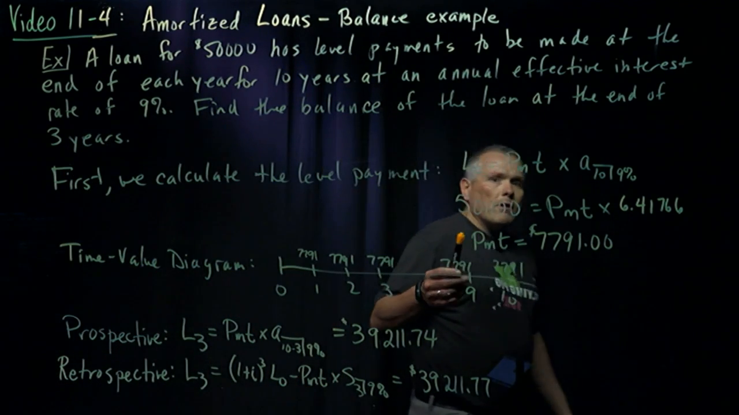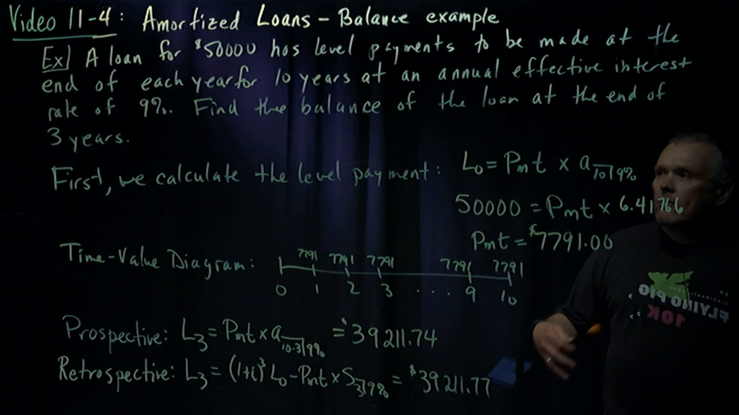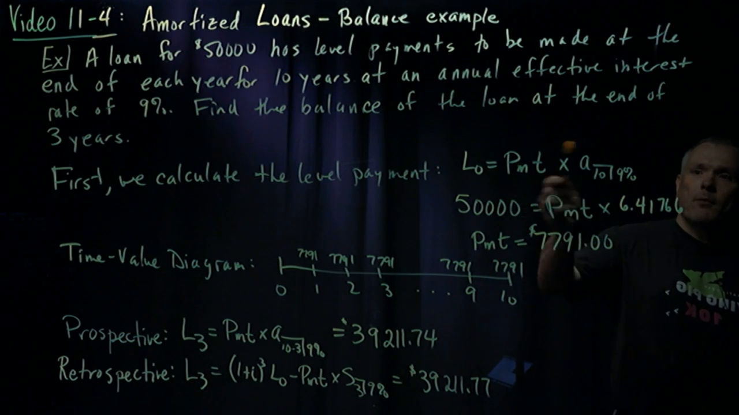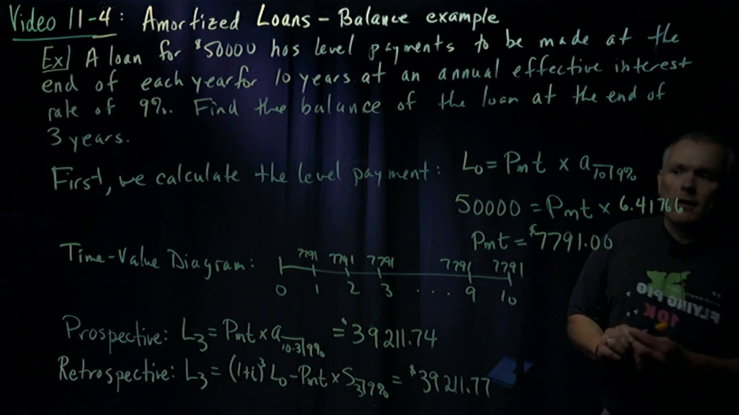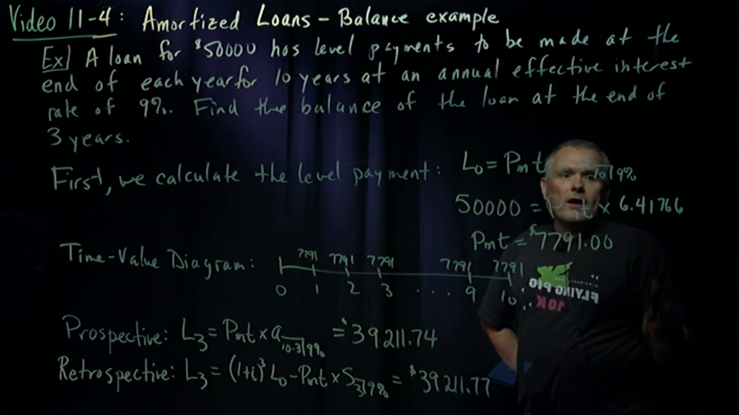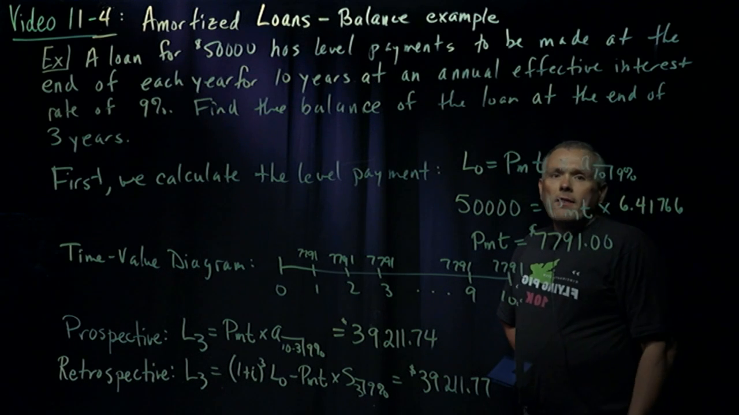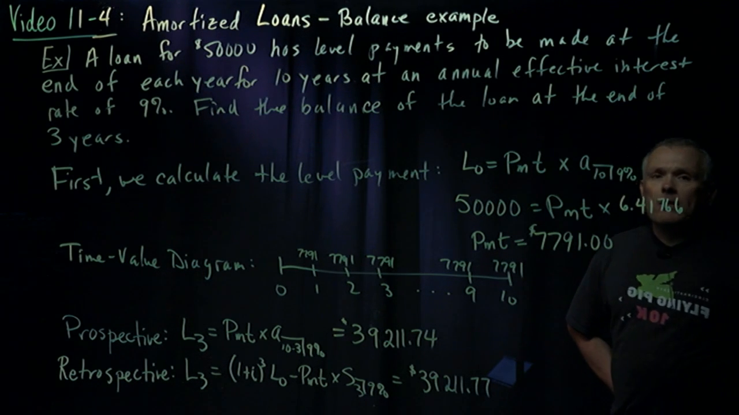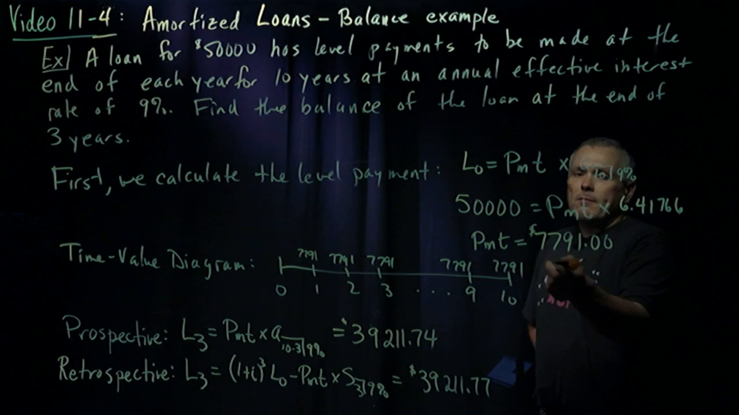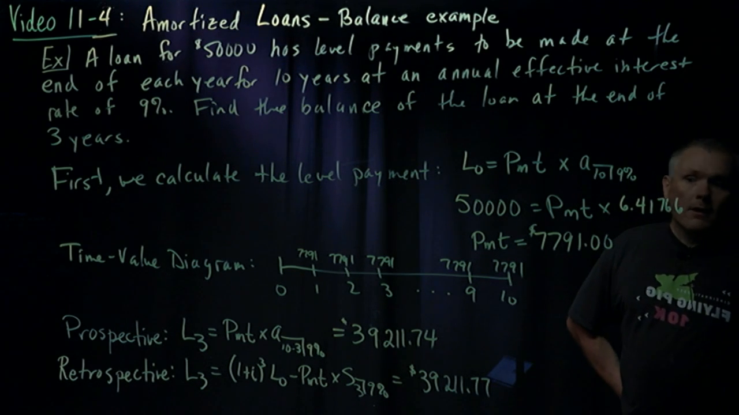Back in the first video, we talked about how to calculate level payments. We know that the initial loan value has to be equal to the present value of that annuity immediate. Plugging in the different values, $50,000 is your initial loan value. Using your calculator, that present value of the annuity immediate is 6.4 and change. So you can calculate that your payment amount is $77.91.